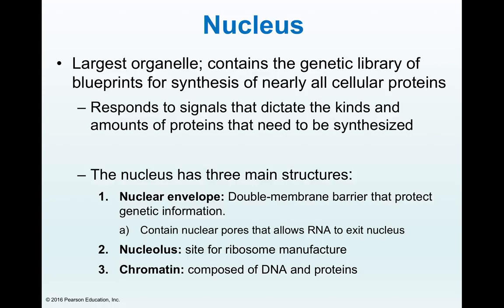Now, when we're talking about the nucleus, there are structures within the nucleus that also need to be known. Since the nucleus contains the genetic information, there is a membrane that protects the genetic information from the outer environment, and this membrane is referred to as the nuclear envelope. It is a double membrane, but it does contain tiny little gaps referred to as nuclear pores that allow the genetic information such as RNA to exit the nucleus and enter the cytoplasm.